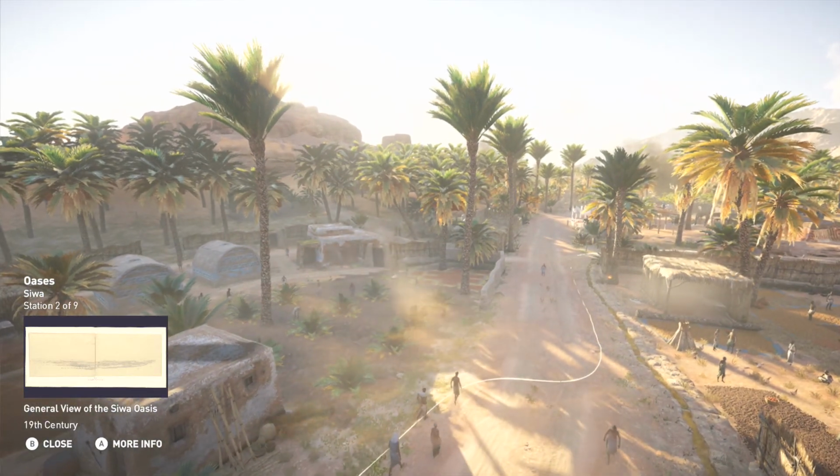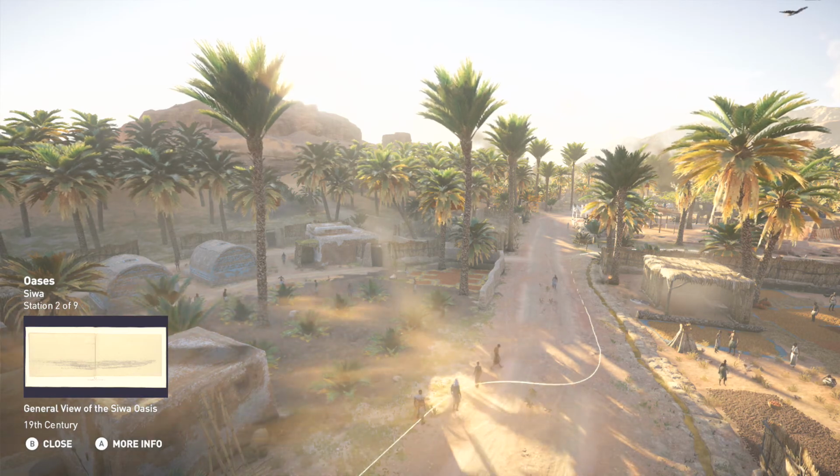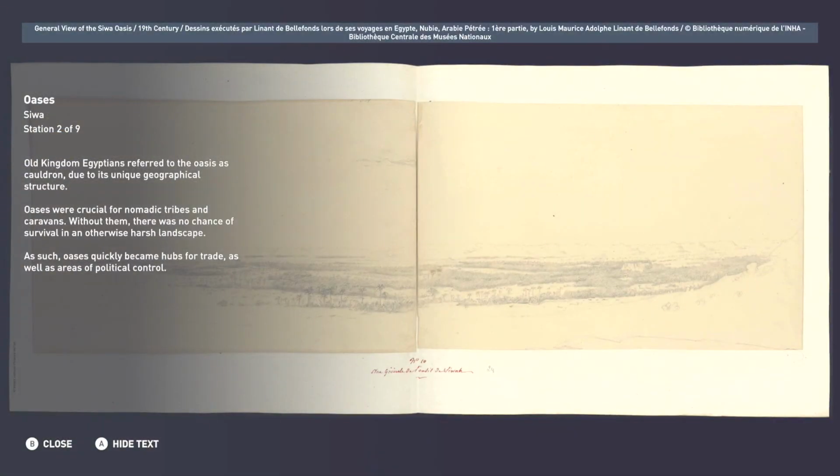Old Kingdom Egyptians referred to the oasis as cauldron, due to its unique geographical structure. Oases were crucial for nomadic tribes and caravans. Without them, there was no chance of survival in an otherwise harsh landscape. As such, oases quickly became hubs for trade, as well as areas of political control.